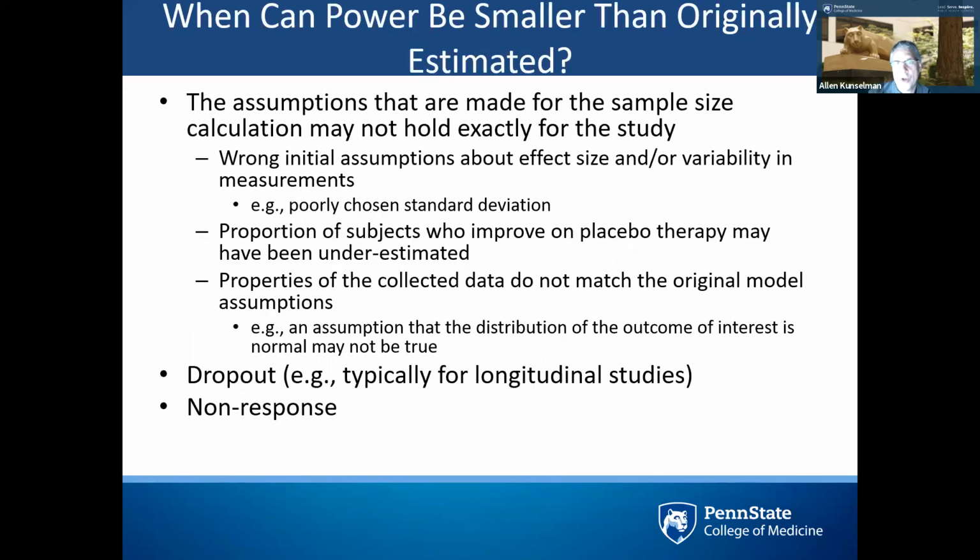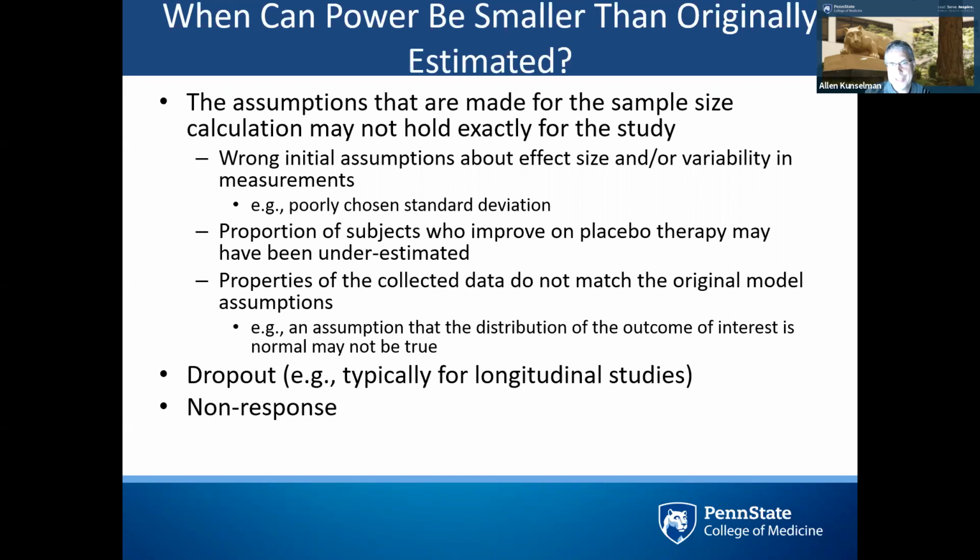So when can power be smaller than you originally estimated? This comes up when, say, you do your diligence and do a sample size and power calculation prior to collecting your data. The statistician tells you, okay, we need 50 people total, 25 in each group. You do your study, you get 50 people the statistician told you to, and the p-value is not significant. Why is that? Well, the power and sample size calculation is only as good as the assumptions going into it. So if you make poor initial assumptions, then the power might not be valid.